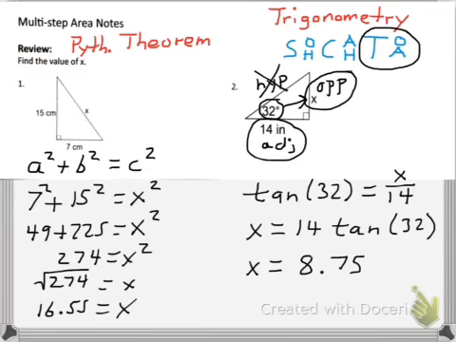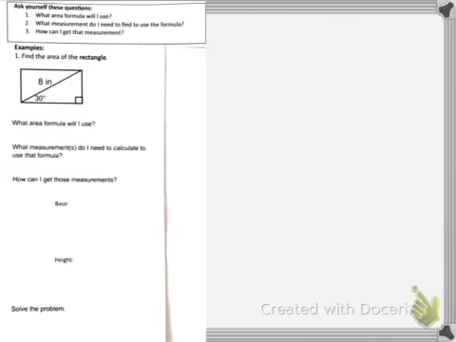Now that we've reviewed Pythagorean theorem and trigonometry, we can move on to the rest of our example problems. Here in the middle of your page, there's a box that says ask yourself these questions. So when we solve multi-step area problems, we need to ask ourselves these questions. What area formula will I use? What measurements do I need to find to use the formula? And how can I get that measurement?